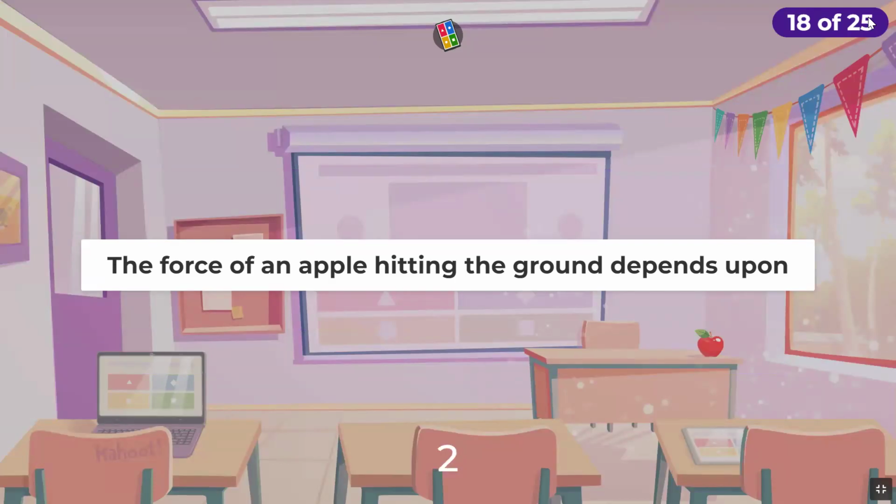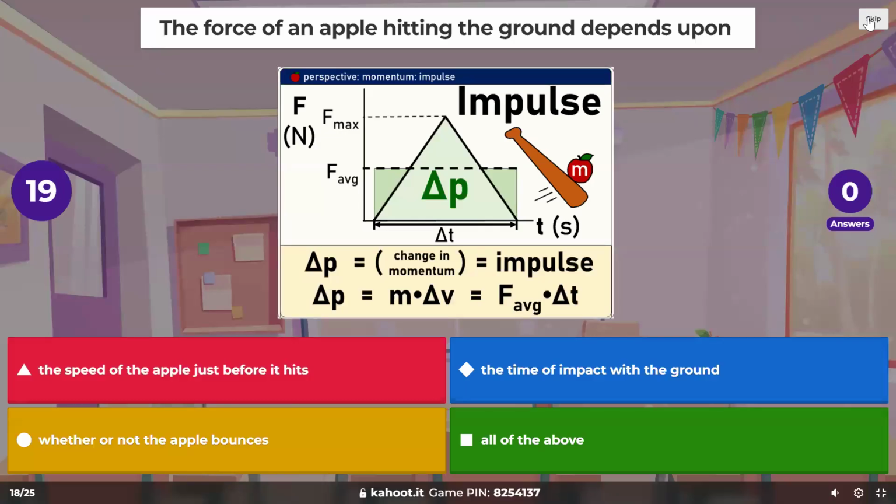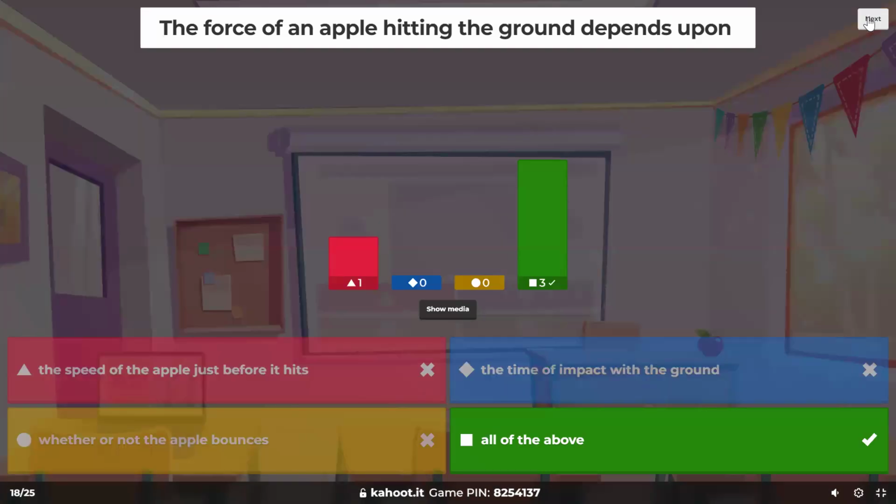Force of an apple hitting the ground depends upon... Yeah, all the above, all of those.